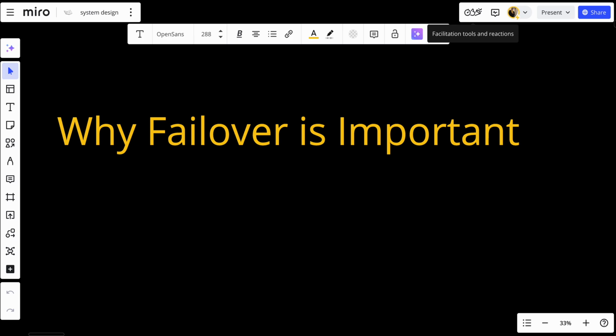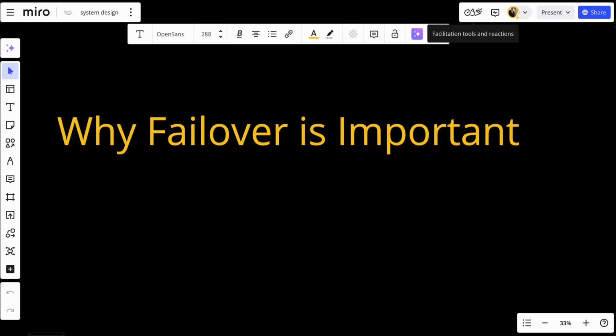Okay, why is failover important? Failover is important because, first, it maintains availability. It basically keeps services running even if something breaks. Second, it minimizes downtime. Automatically switching to backup components helps minimize or eliminate downtime. And third, it enhances reliability. Failover ensures reliability by providing a full backup when the primary system fails.